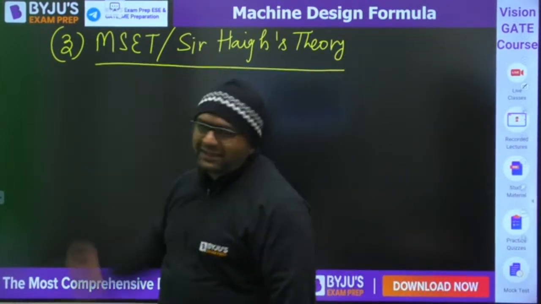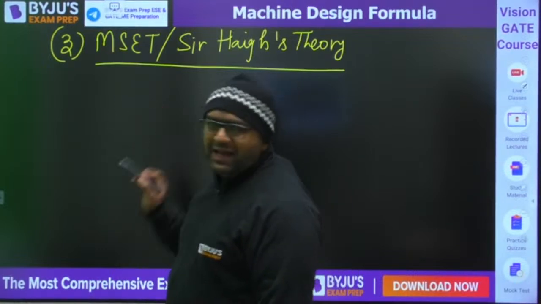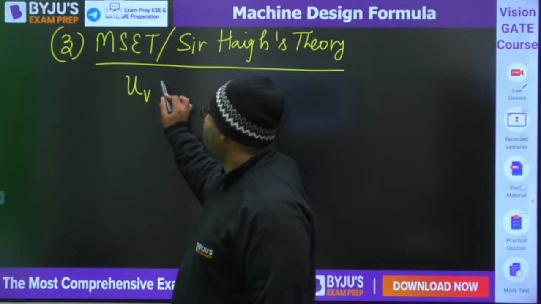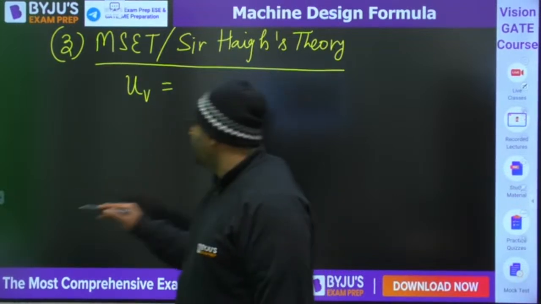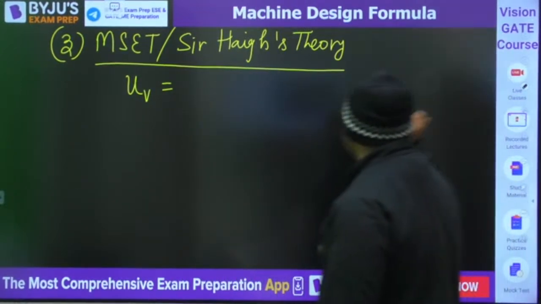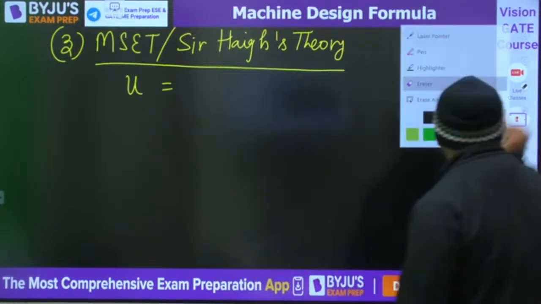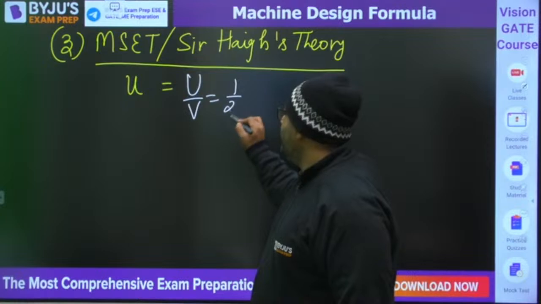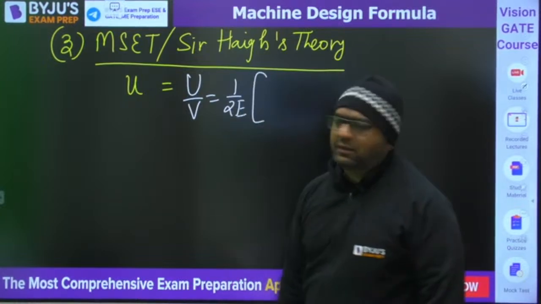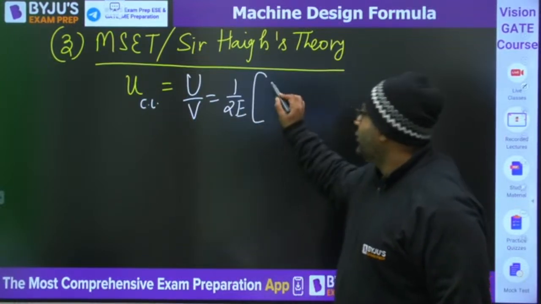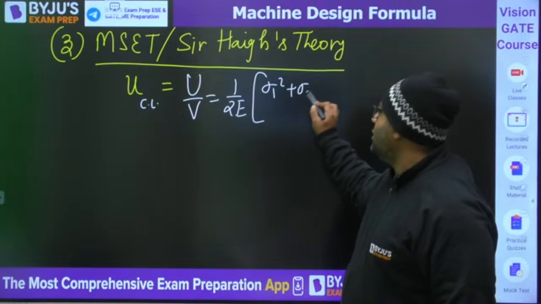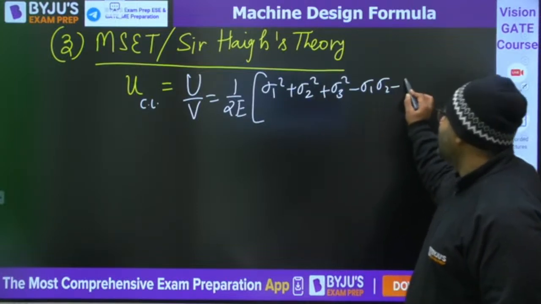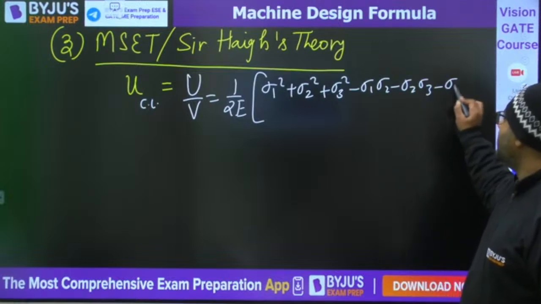When we are talking about the maximum strain energy theory, the expression comes out for strain energy per unit volume, which is represented by small u. It is also written as capital U by volume. It comes out to be 1 by 2E, which I am writing because of combined loading, times sigma 1 squared plus sigma 2 squared plus sigma 3 squared minus sigma 1 sigma 2 minus sigma 2 sigma 3 minus sigma 1 sigma 3.